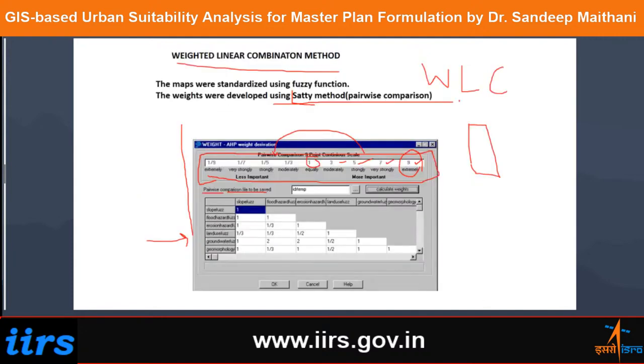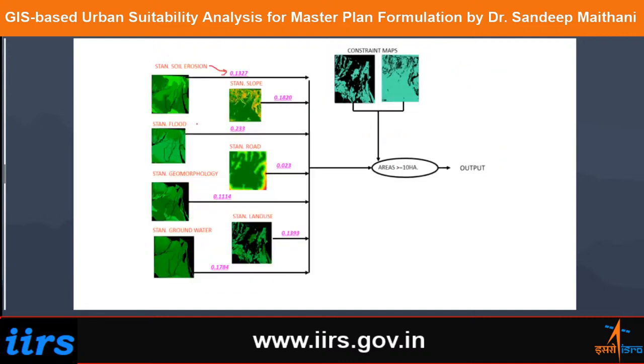There are some software packages available that you can use, or you can carry out this analysis easily in an Excel sheet, because what we are doing here is simply calculating the eigenvectors. So here, as I told you earlier, these are the weights we have given. Each map we multiply with its weight. So the soil erosion map is multiplied by 0.137, the next is multiplied by this, and this is multiplied by this.